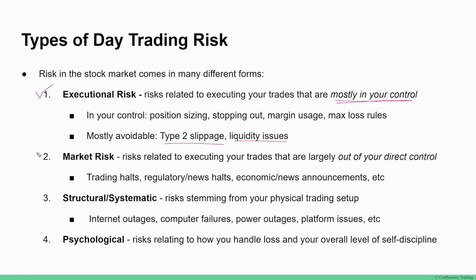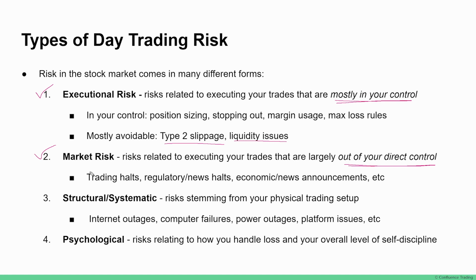Now, the second type of risk that is largely out of your direct control is market risk. Market risk are things like trading halts, regulatory news halts, economic news announcements. You can't do anything about them, but you can avoid them and you can be aware of them ahead of time in a lot of situations.